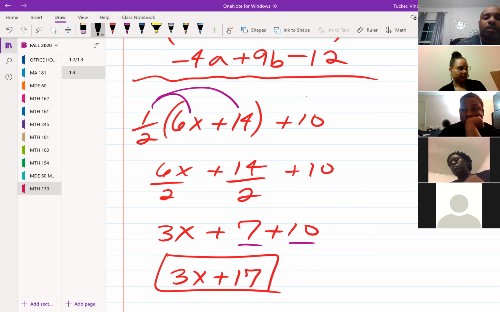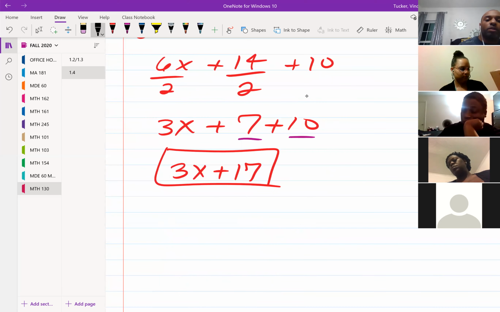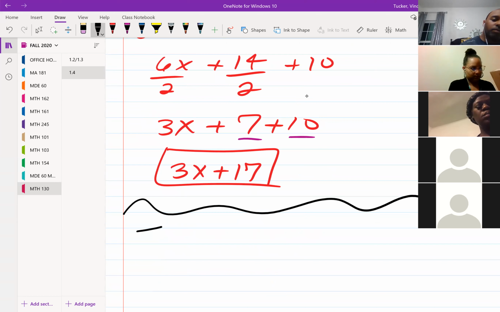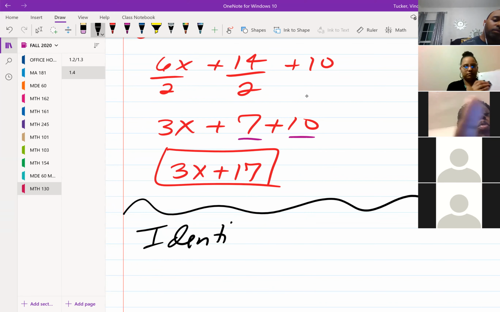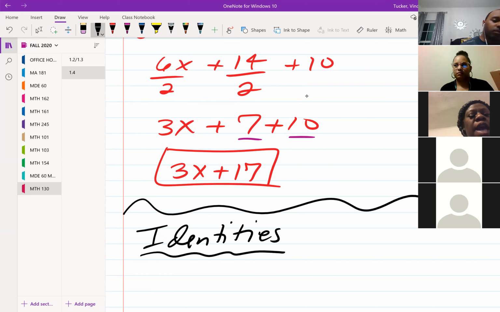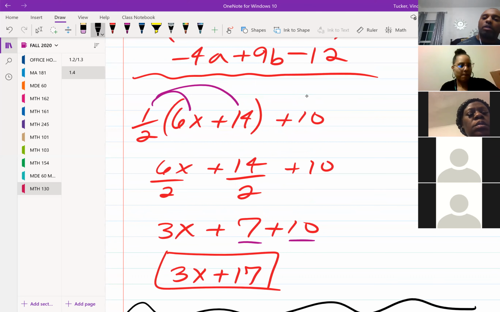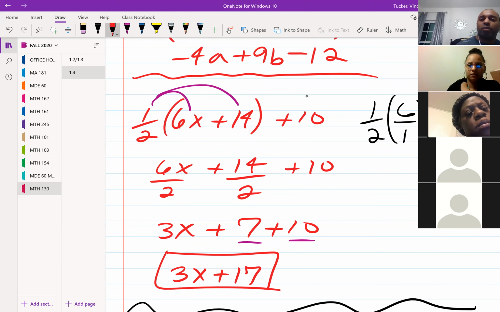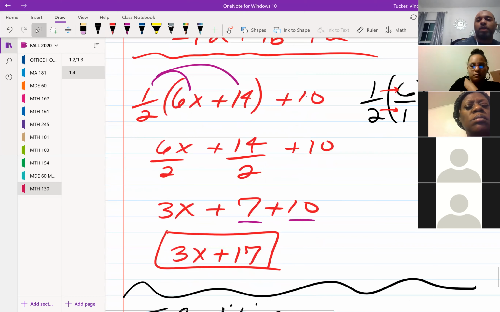Two more properties before we leave this section. Any questions? Everybody good? I'm not understanding what happened to the one when you did the half on the outside. What made it 6/2? Oh, 1/2 times 6 is the same thing as doing 6/1 times 1/2, and so from there, you just multiply across. Oh, okay. Yeah, and then that'll just be 6/2. All right. Everybody cool?